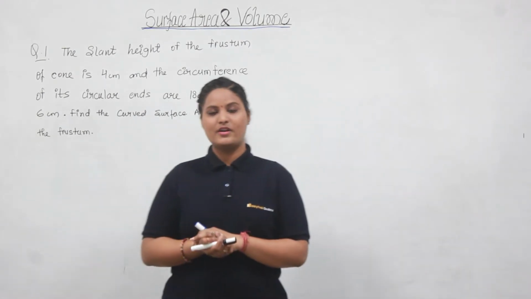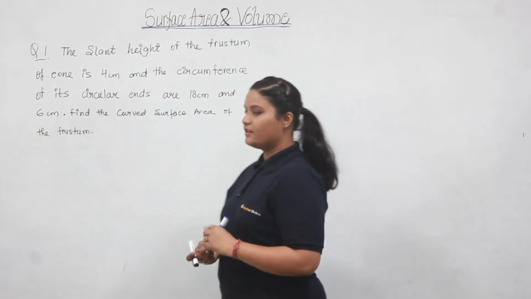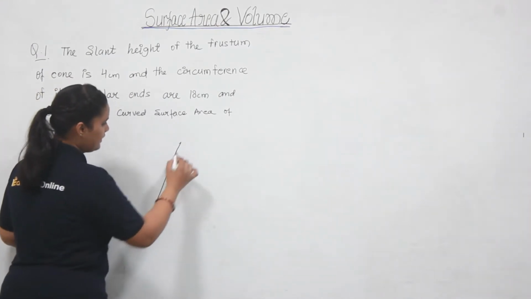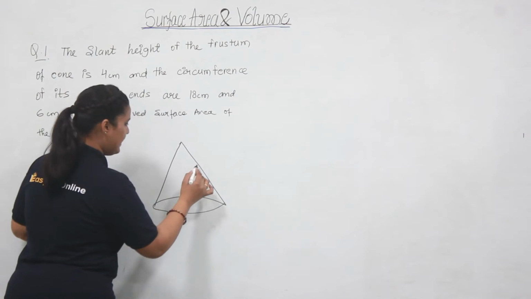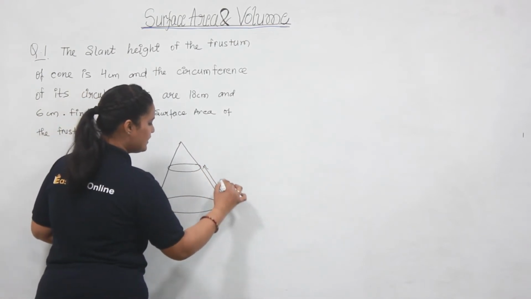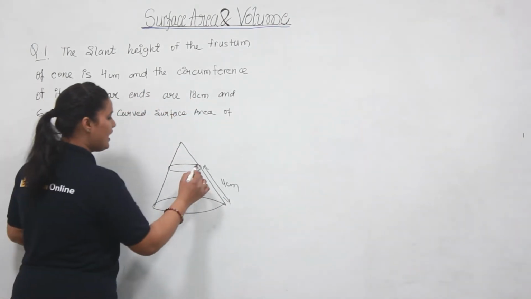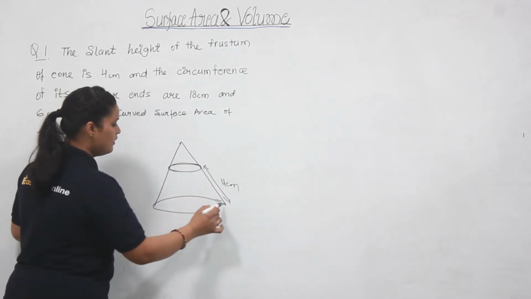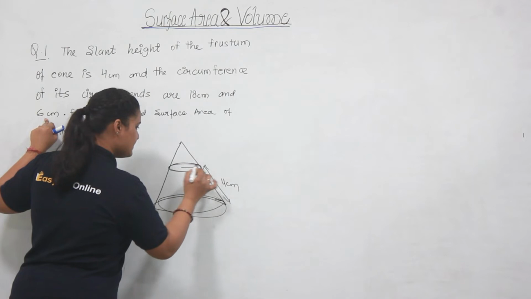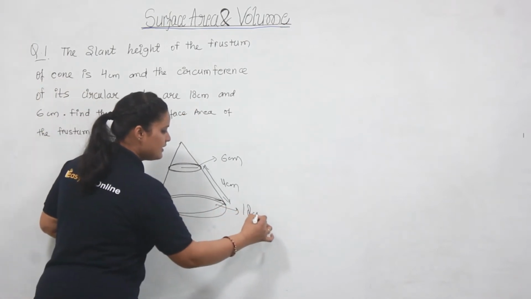Now let's start the questions based on the frustum. The first question is that the slant height of the frustum of the cone is given, that is 4 centimeter. Slant height you all know. Let me take you through the diagram. If this is the cone and I take a frustum of the cone, the slant height is 4 centimeter, and the circumferences of its circular ends are given, since we have 2 circular ends. The smaller side has a circumference of 6 centimeter and the larger circle has a circumference of 18 centimeter. Clear?